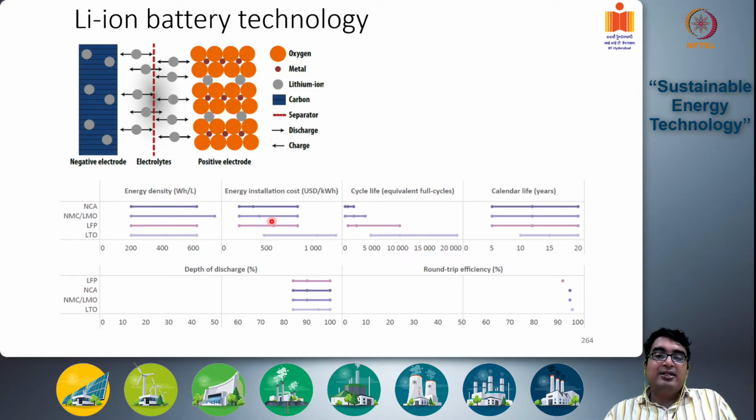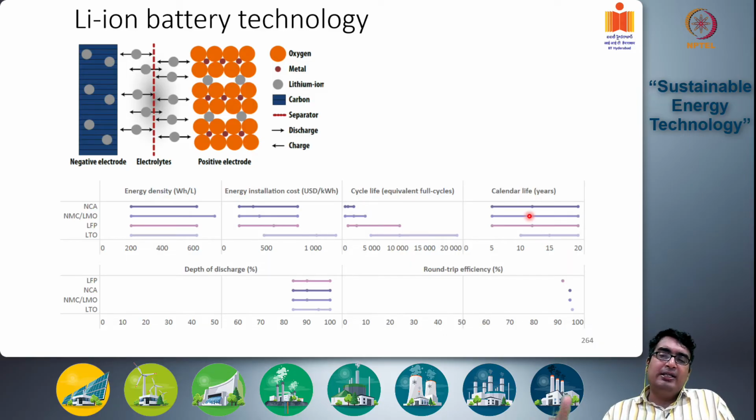But if you are looking for cycle life, then LTO has the highest cycle life of 10,000 cycles. The other ones have somewhat lower cycle life, though lithium iron phosphate, the newer variations, have good cycle lives as well. But the early ones, NCA and NMC LMO, have lower cycle lives.